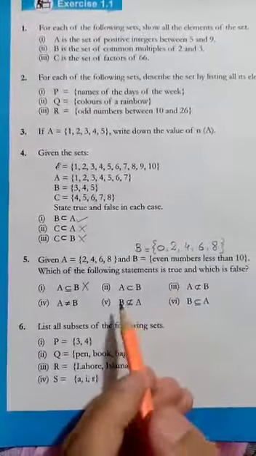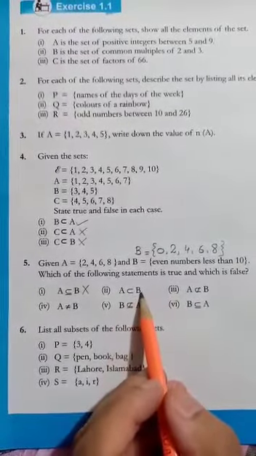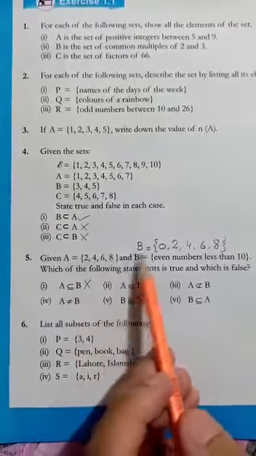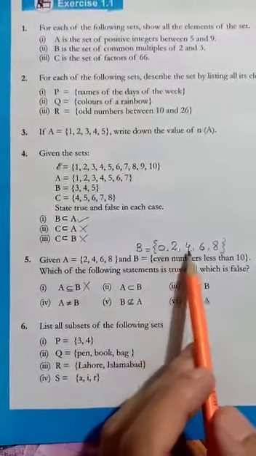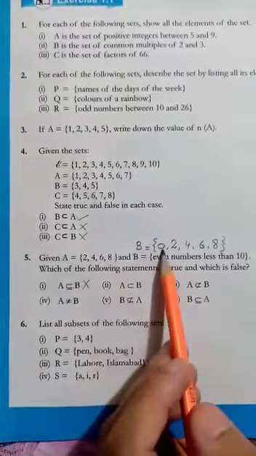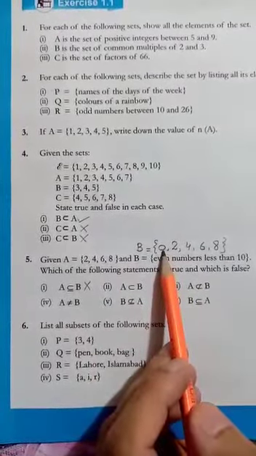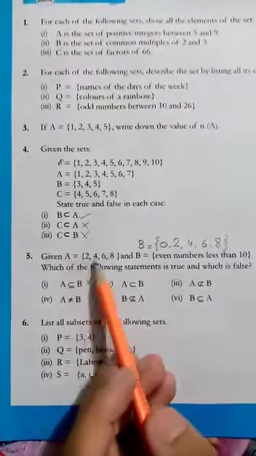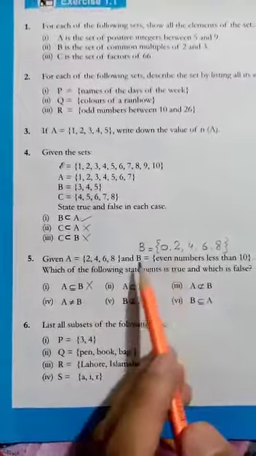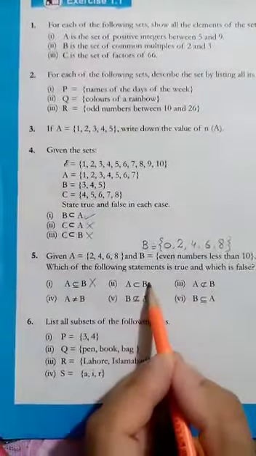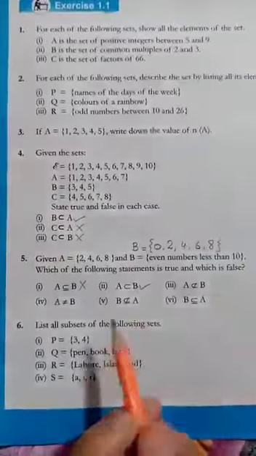The next statement is A is a proper subset of B. It means all the elements of set A are present in set B, but all the elements of set B are not present in A. You can easily see that 0 is the element of B which is not present in A, but all the elements of A are present in B. So that's why set A is the proper subset of B. So this statement will be true.